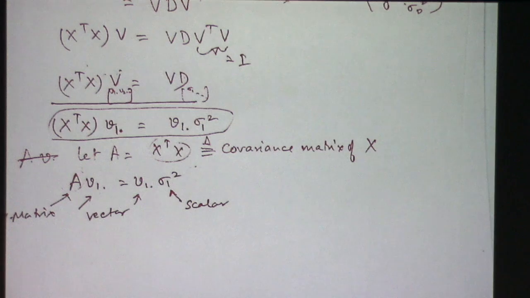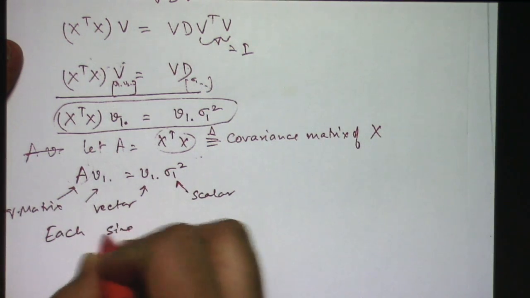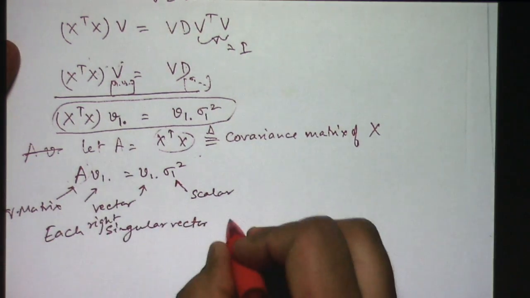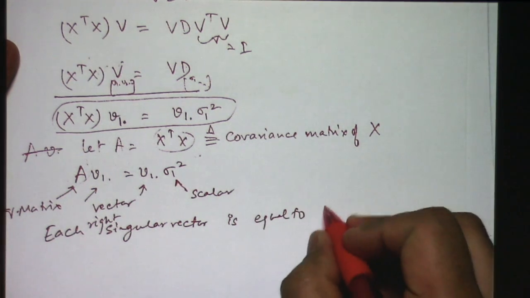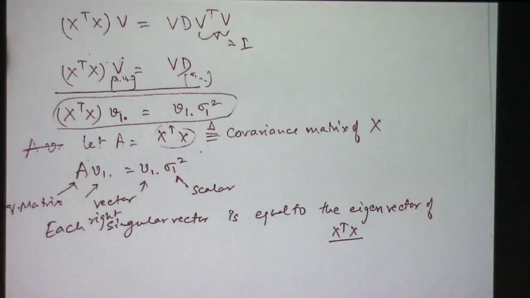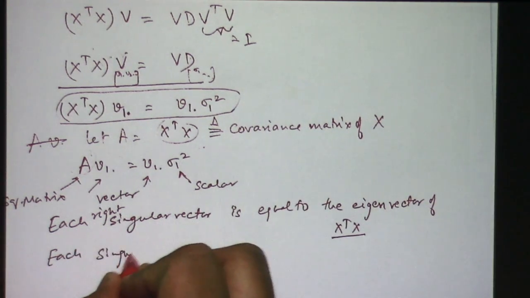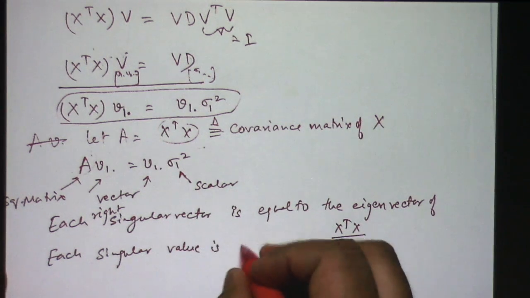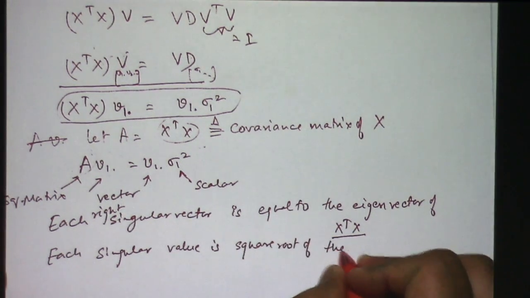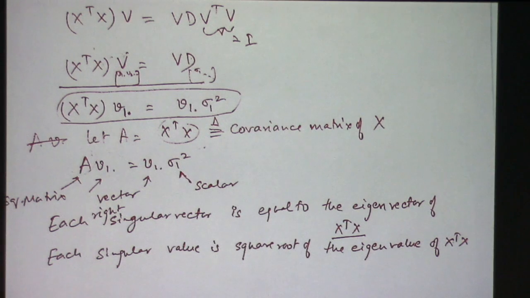So what this says is that each right singular vector V is equal to the eigenvector of X transpose X. And you can also see that each singular value is the square root of the eigenvalue of X transpose X. All right, so this is the relationship between the two.